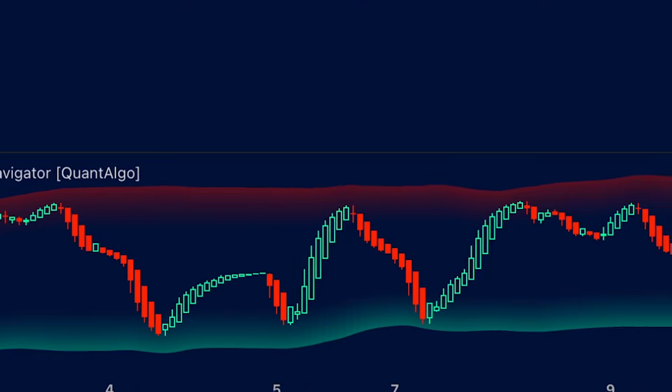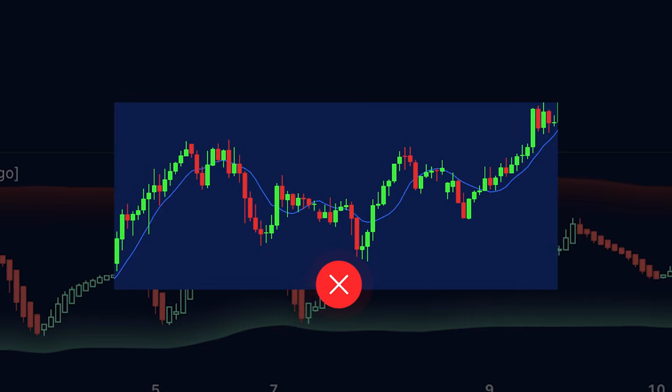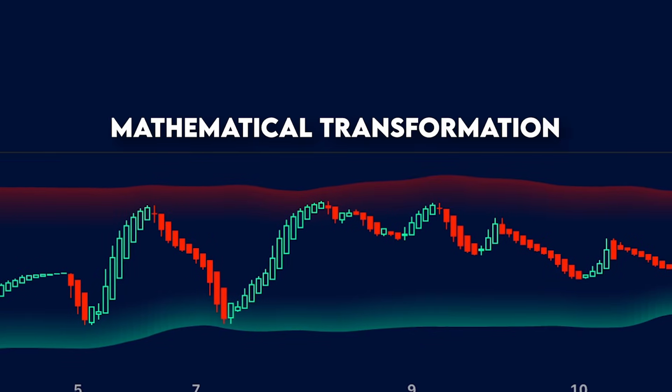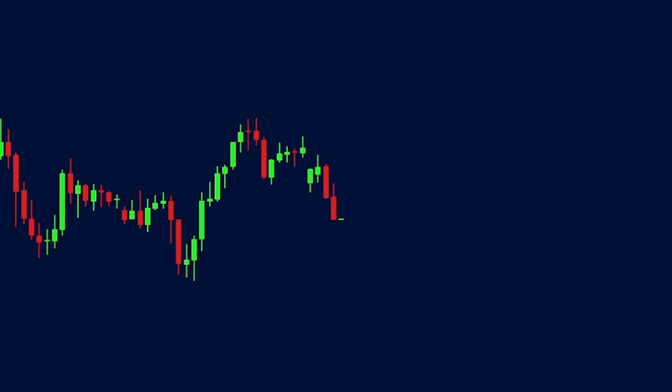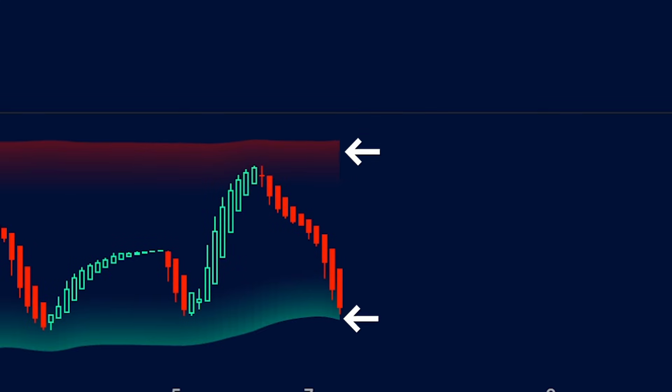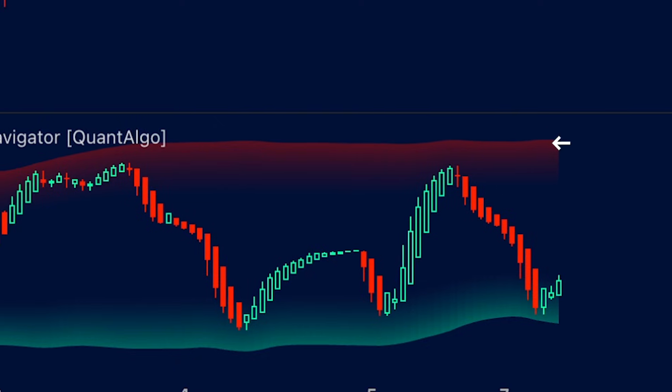Now, this isn't your typical trend indicator that just follows price with moving averages. This one uses advanced mathematical transformation. Let me show you how it works. It takes recent price action and scales it to a bounded range between -1 and +1, using the highest and lowest prices over your Fisher period.